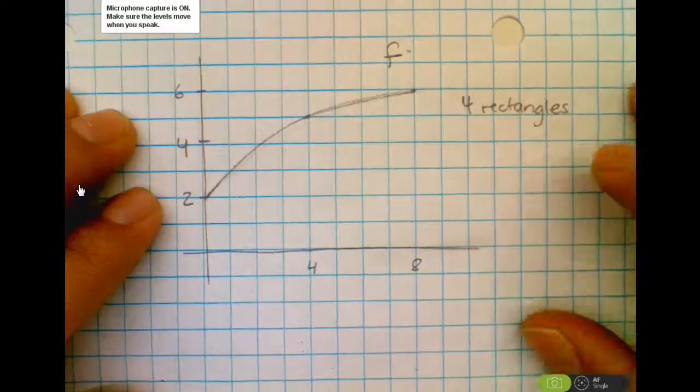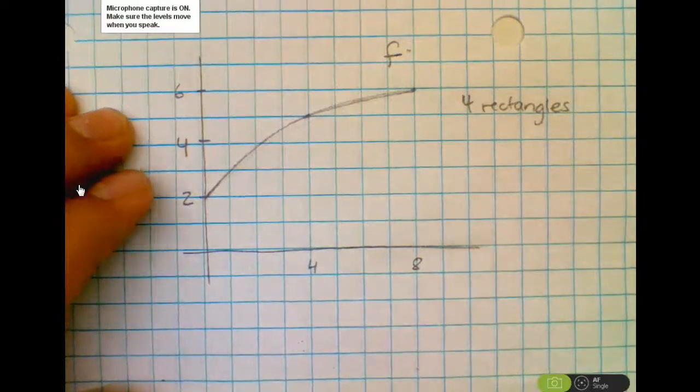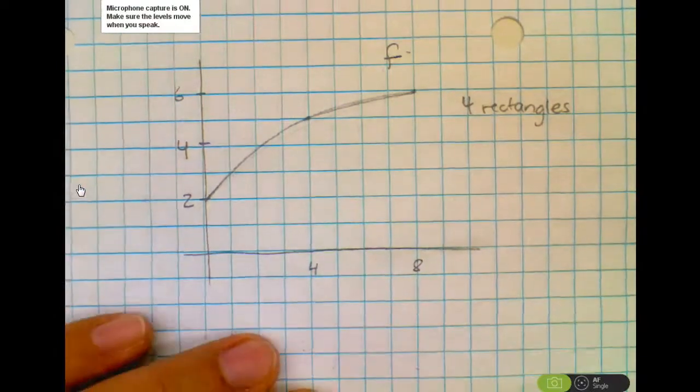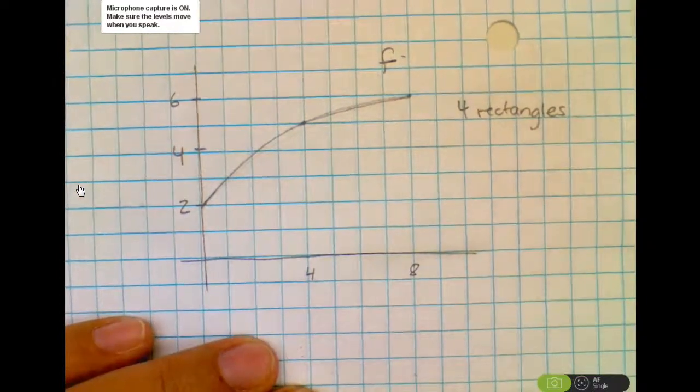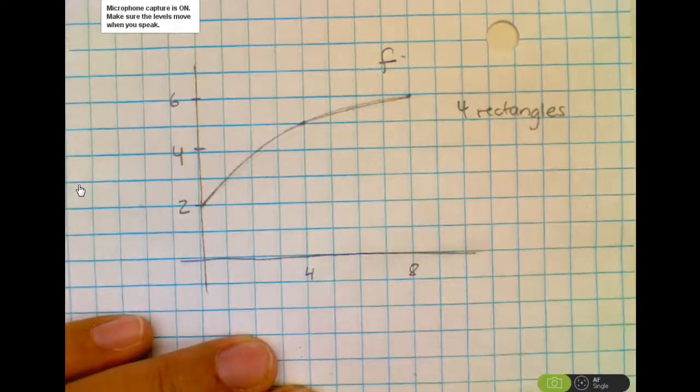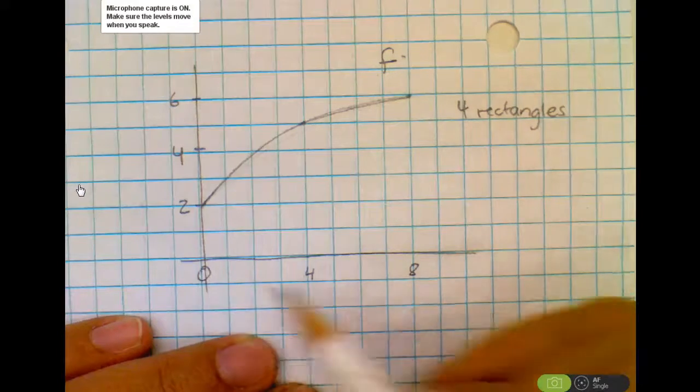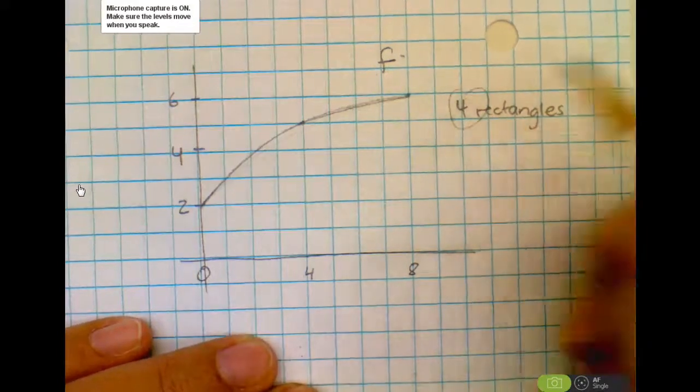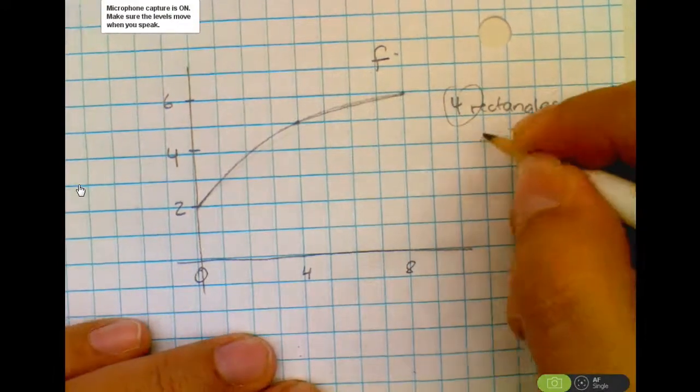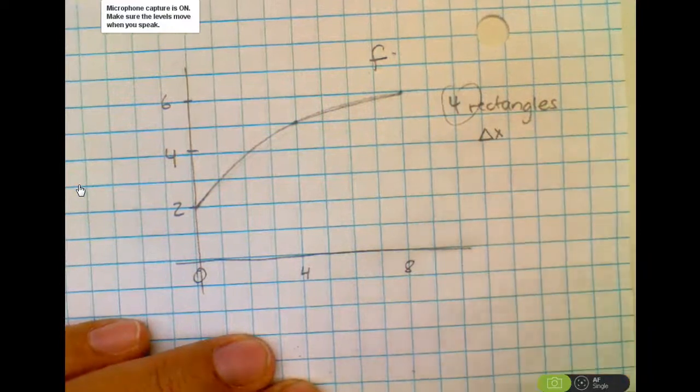In exercise 1, you're given a function f for which you don't know what the function is algebraically. They only give you the picture. And it says use 4 rectangles to find a lower estimate and an upper estimate for the area under the given graph between 0 and 8.